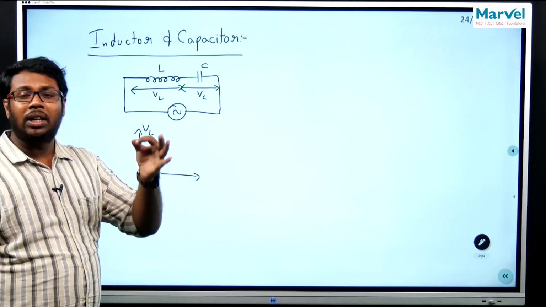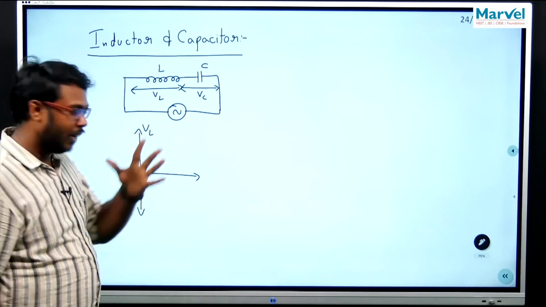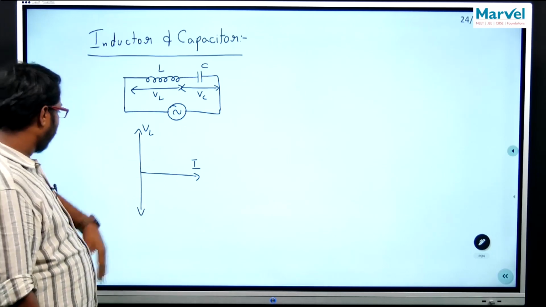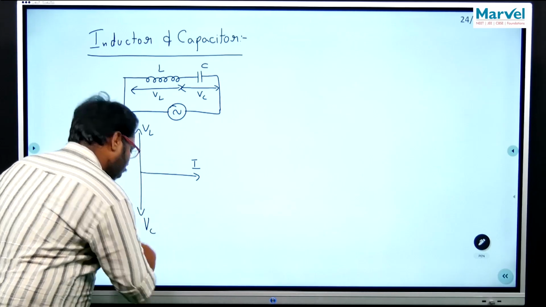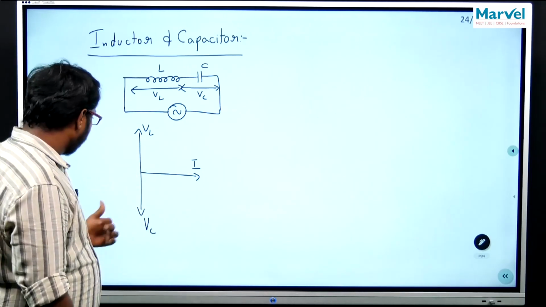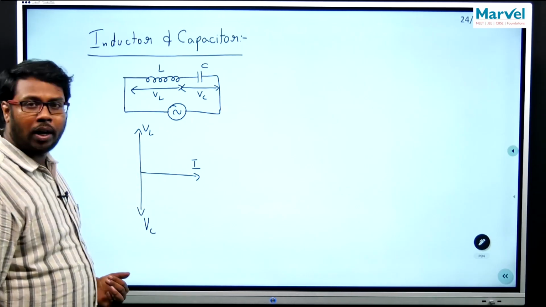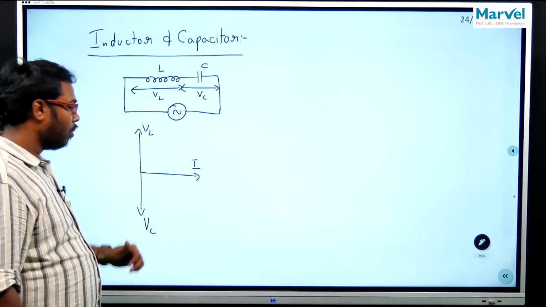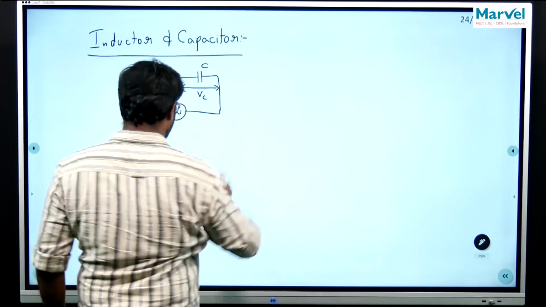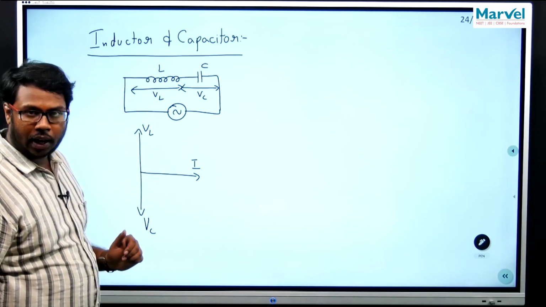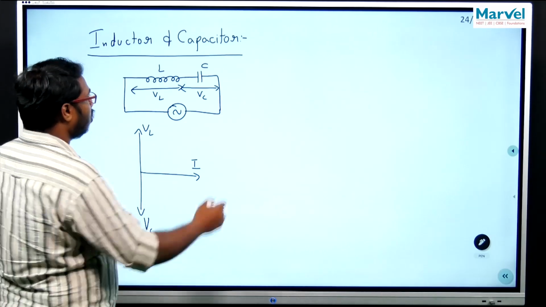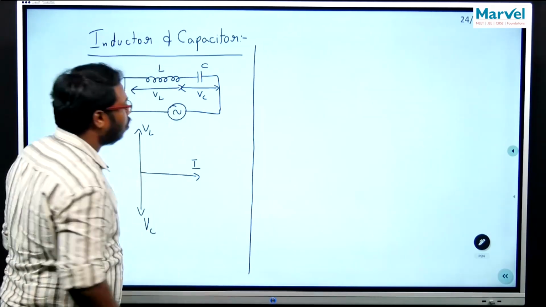In fact, voltage leads the current in inductor, whereas the voltage in the capacitor is going to get lagged from the current in your capacitor. So, this is how your phasor diagram looks. Voltage lags the current in your capacitor. Yes. So, again everything is going to be straightforward.